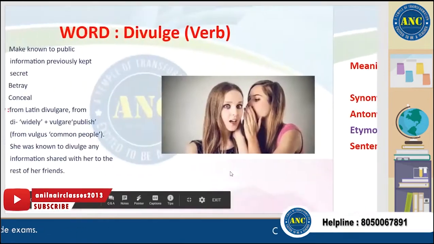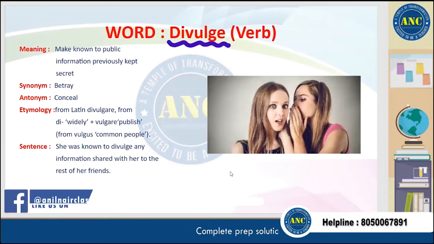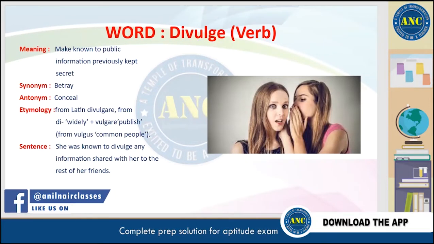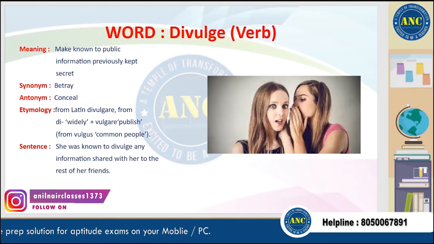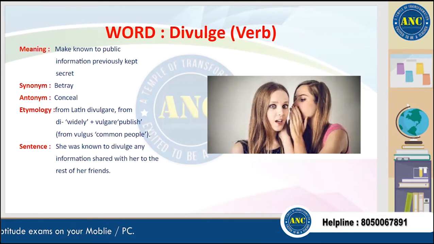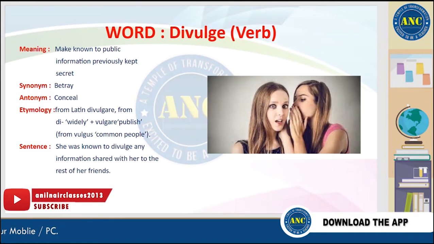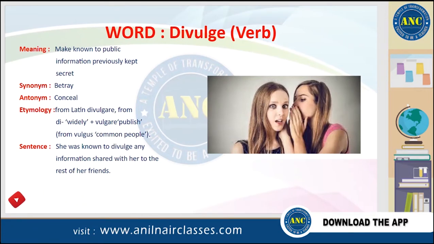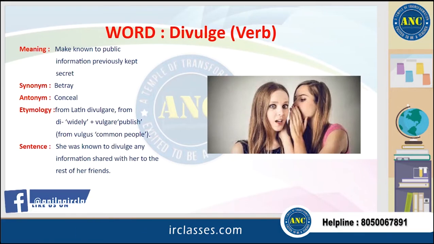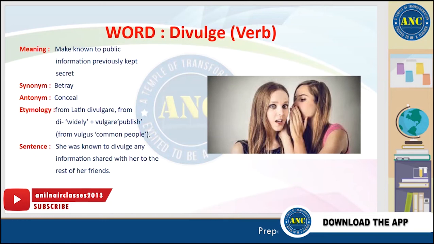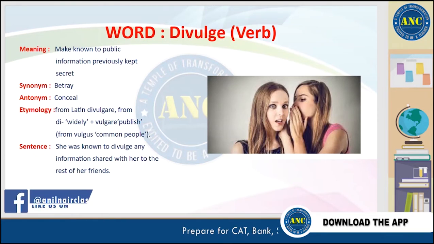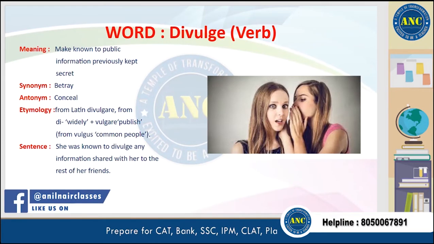Moving on to the next word, divulge. Divulge means make known to public information previously kept secret. So basically what that means is you betray a secret. An antonym for it is conceal. Etymology is from the Latin word which means widely publish. A sentence that can be used is, she was known to divulge any information shared with her to the rest of her friends.